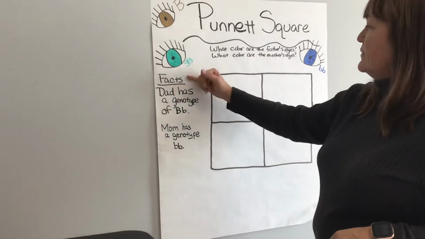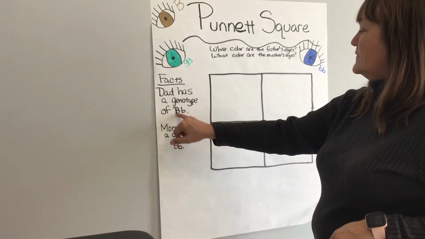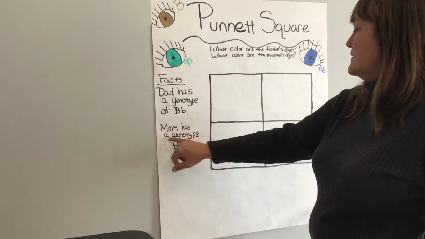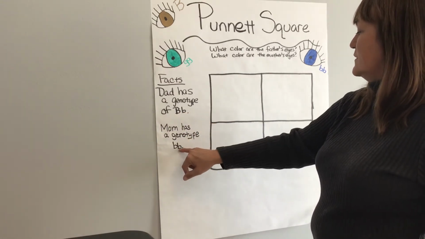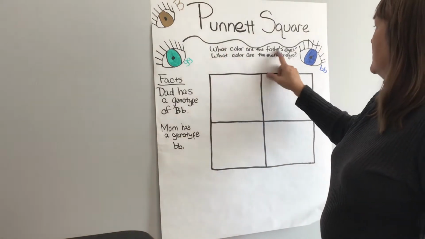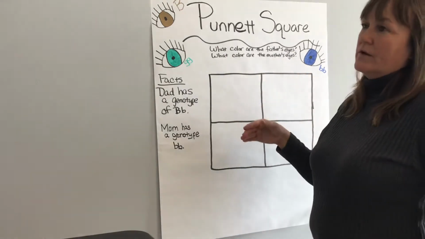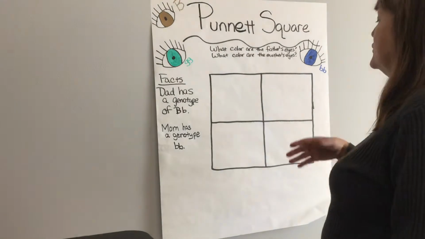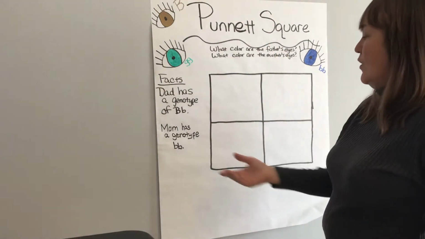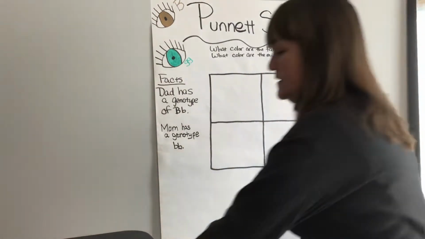Okay, so this is what we know, the facts. Dad has a genotype of dominant B and recessive b. And mom has a genotype of recessive b, recessive b. Okay? And we're trying to figure out what color are the father's eyes, what color are the mother's eyes, and then we're going to try and figure out the percentages of chances of having brown eyes, their offspring, or blue eyes, or green eyes. Okay, so let's start with this.